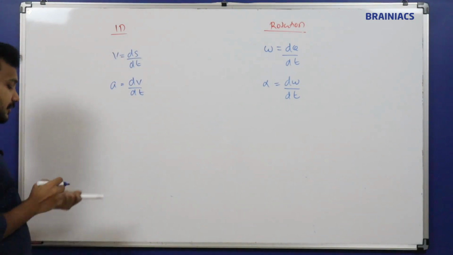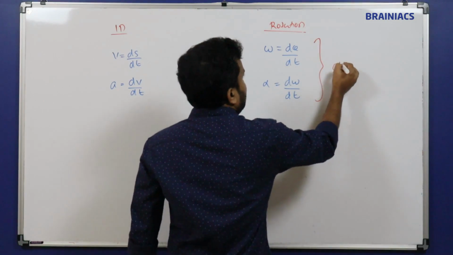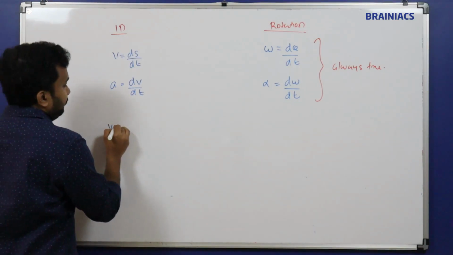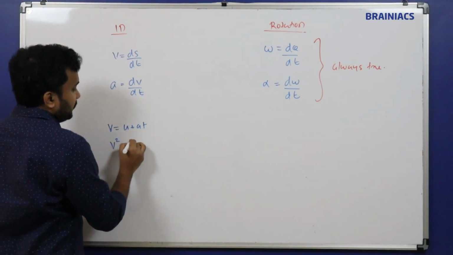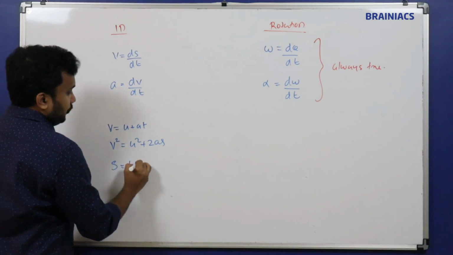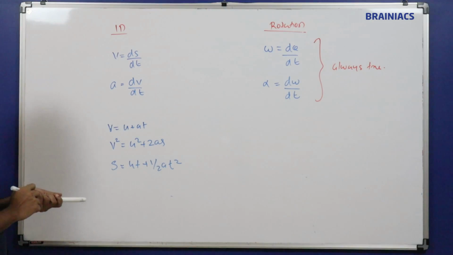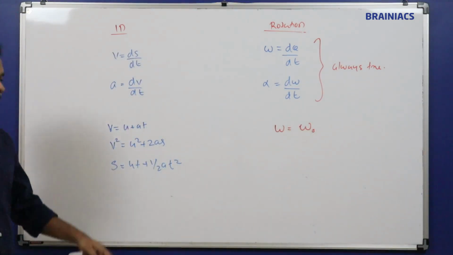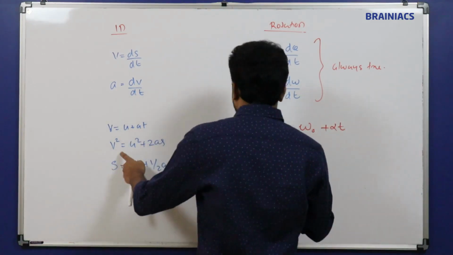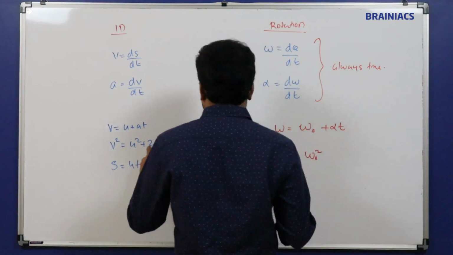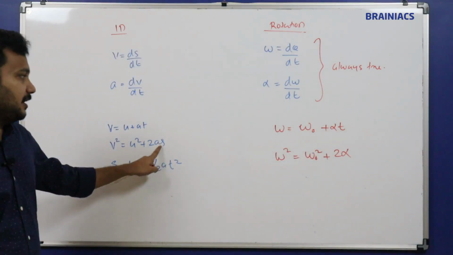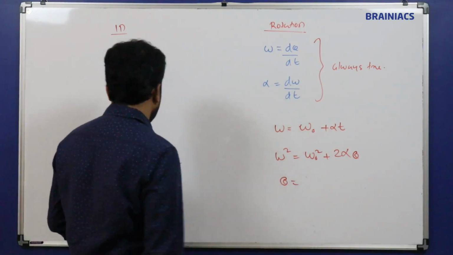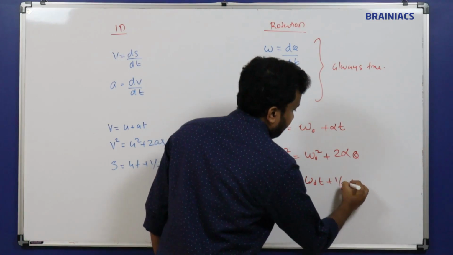We have another standard set of equations, right? v is equal to u plus at, v square is equal to u square plus 2as, s is equal to ut plus half at square. Similar to this one, omega is the final velocity, initial velocity u we represent as omega 0, and at means alpha t. Next, omega square is equal to omega naught square plus 2 alpha theta, with alpha instead of a and theta instead of s. And theta is equal to omega 0 t plus half alpha t square.